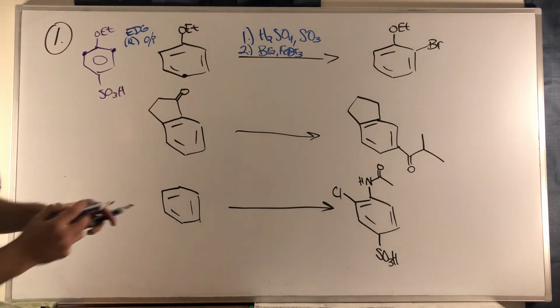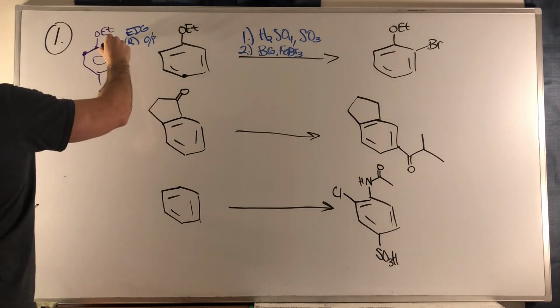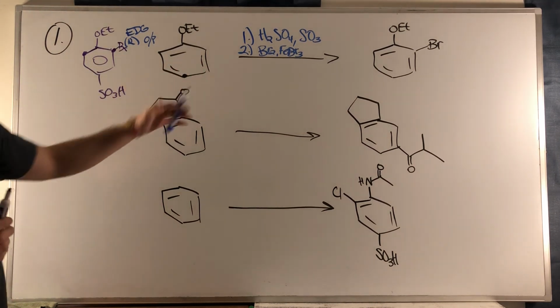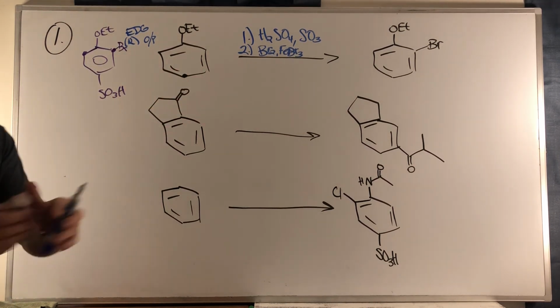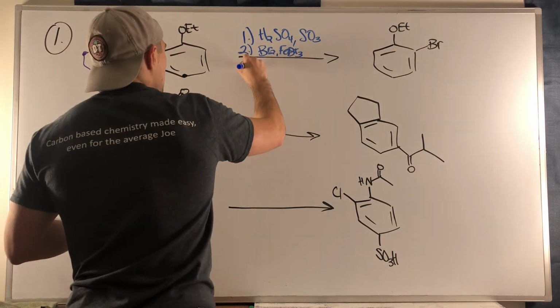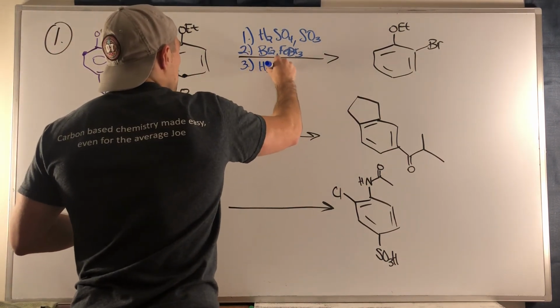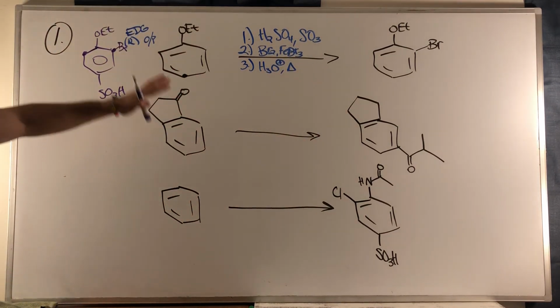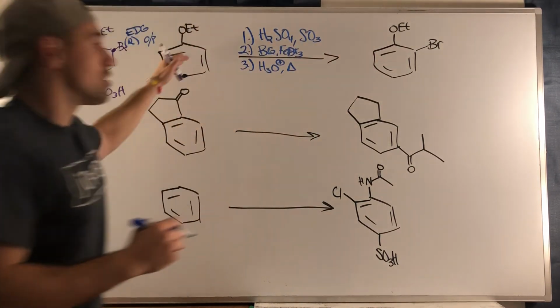That gives me the bromine over there. So after that, I have my bromine right there. And then last but not least, I need to remove my sulfonyl group. And remember, we can do that. All we need is acid and heat. So H3O+ and heat wipes away the sulfonyl group, and this accomplishes the transformation.